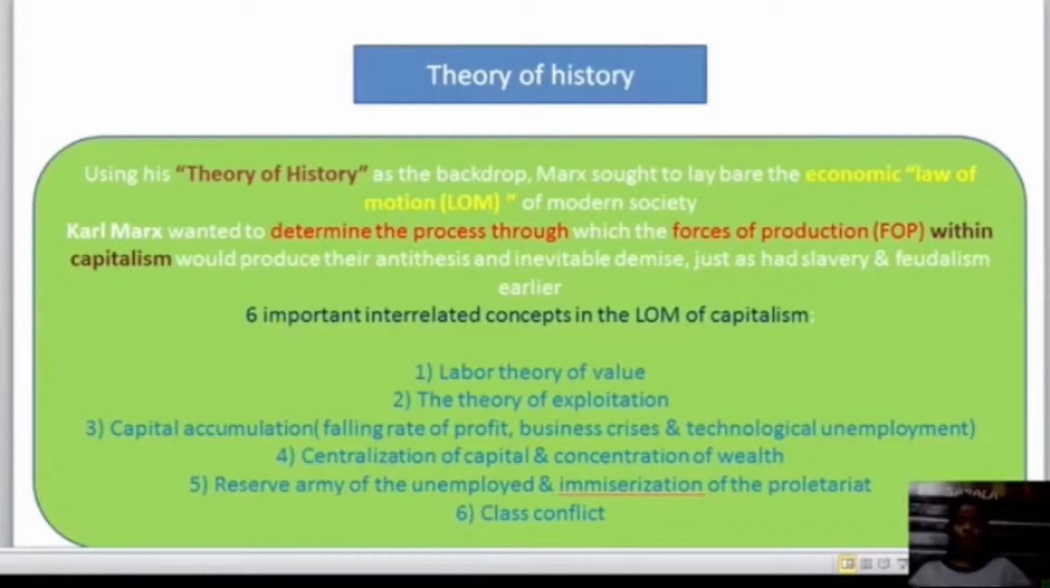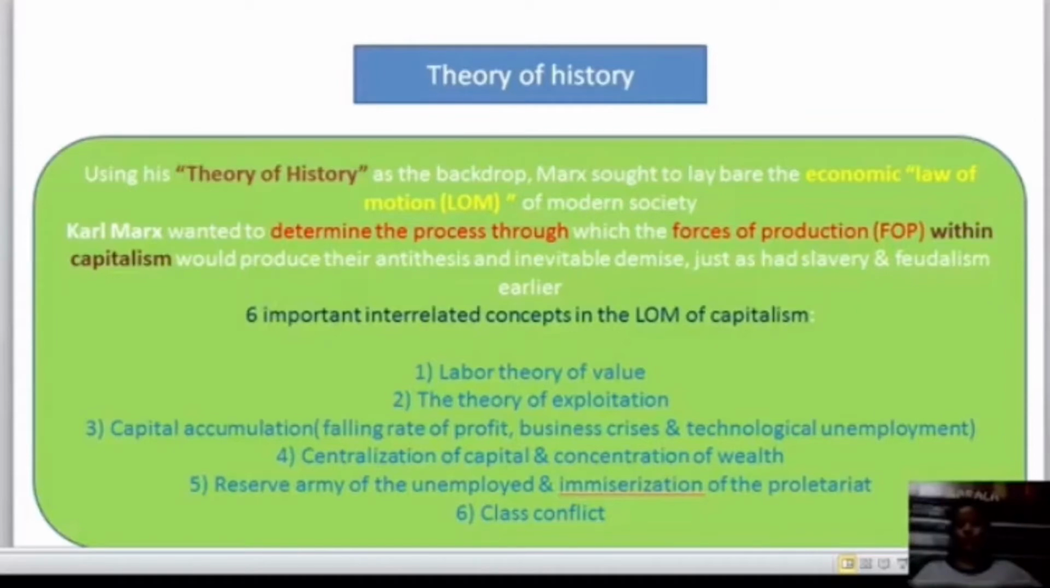Using this theory of history as the backdrop, Marx sought to lay bare the economic laws of motion, LOM, of modern society. Karl Marx wanted to determine the process through which the forces of production, FOP, within capitalism will produce their antithesis and inevitable demise, just as had slavery and feudalism earlier.